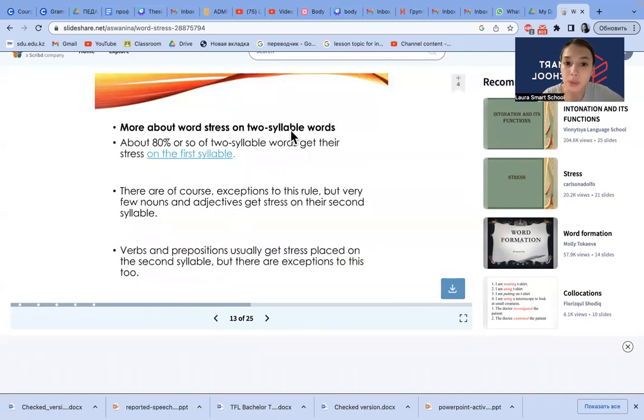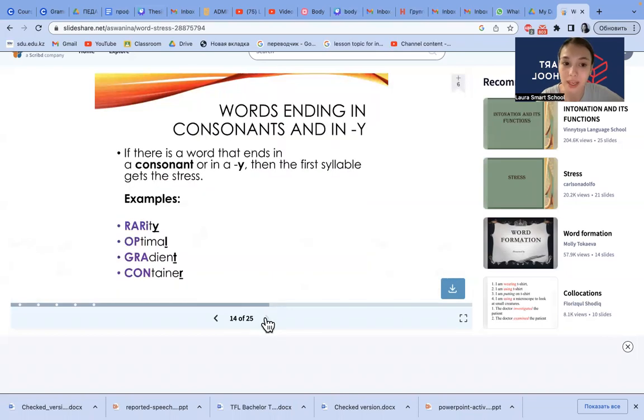More about word stress in two-syllable words. About 80% of two-syllable words get their stress on the first syllable, guys. There are, of course, exceptions to these rules, but very few nouns and adjectives get stress on their second syllable. Mostly verbs and prepositions usually get stress placed on the second syllable, but there are exceptions to this as well. If a word ends in a consonant or in Y, then the first syllable gets the stress. For example: rarity, optimal, gradient, container.